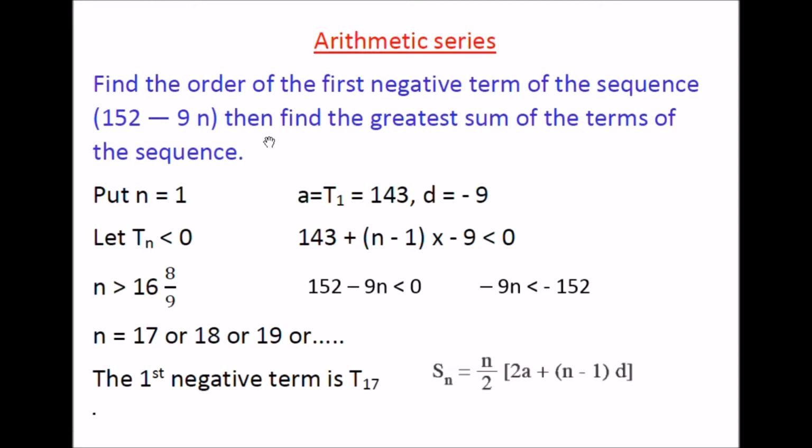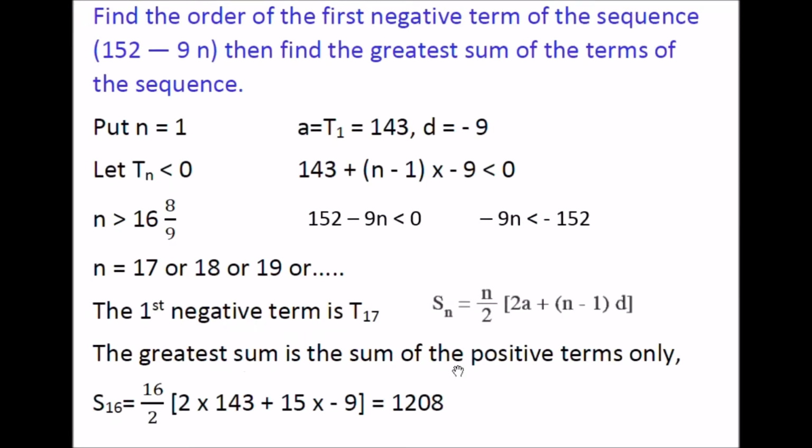The second part of the question requires us to find the greatest sum of the terms of the sequence. The greatest sum is the sum of only positive terms. The first negative term is T17, so the number of positive terms is 16 terms. So we want to find the sum of the first 16 terms.